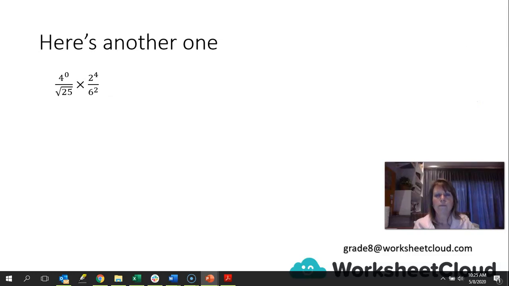Here's another one. This looks complicated, but guys, like I say, you go one at a time. You just do one thing and then you go on to the next. So the first thing is 4 to the power of 0 will give you 1. Then you're going to square root 25 and it's going to give you 5. Then you've got to go 2 times 2 times 2 times 2 and 6 times 6. So we're going to end up with 1 over 5. 2 to the power of 4 is 16 and 6 to the power of 2 is 36.